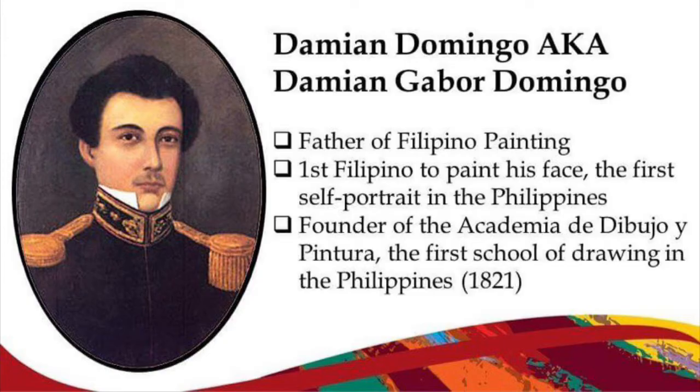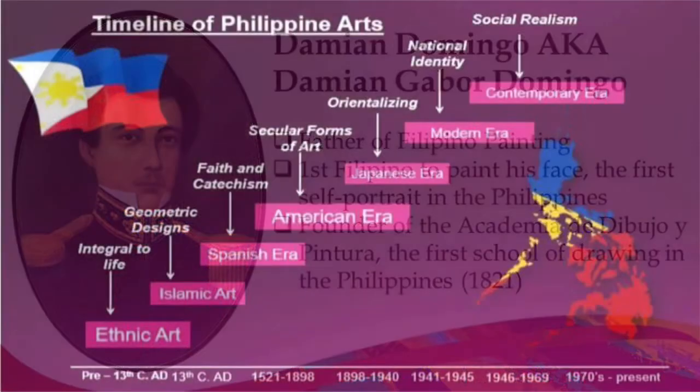He is the father of Filipino painting. Why? Because he is the first Filipino to paint his face, the first self-portrait in the Philippines. And also, he is the founder of the Academia de Dibujo y Pintura, the first school of drawing in the Philippines. Also, Damian Domingo is the father of Filipino painting, and he is known as the first great Filipino painter. He established the Academia de Dibujo y Pintura School in 1821.